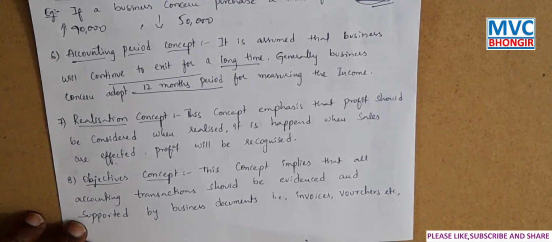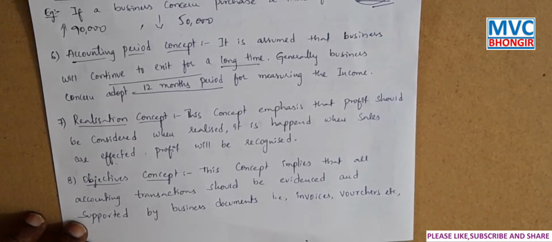At the end of each accounting period, an income and expenditure account and balance sheet are prepared. The income and expenditure account discloses the income, that is the profit or loss sustained by the business during the accounting period. Similarly, the balance sheet reveals the financial position of the business on the last day of the accounting period. So this accounting period is considered for a compulsory 12 months, that is a period of time.